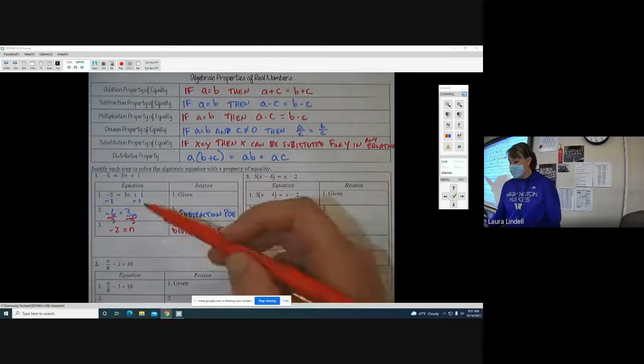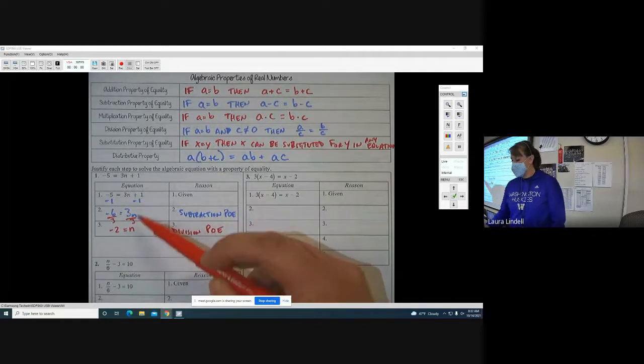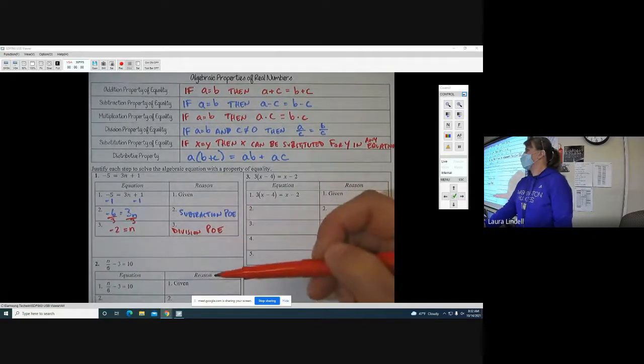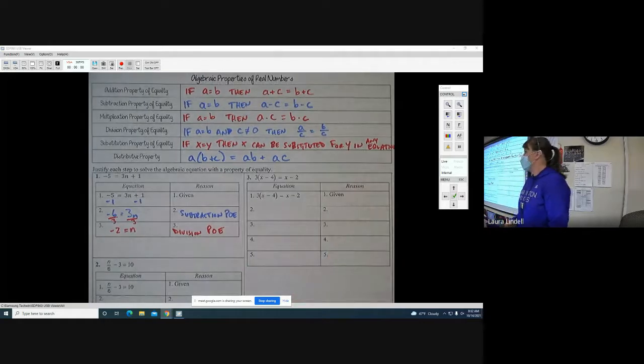So basically we're just going through and solving it, and then we're stating what we did over here. So if I subtracted, we put subtraction property. If I divided, we put division property. If I add, we put addition property. And that's pretty much all there is to these. So let's go through and do a couple more.